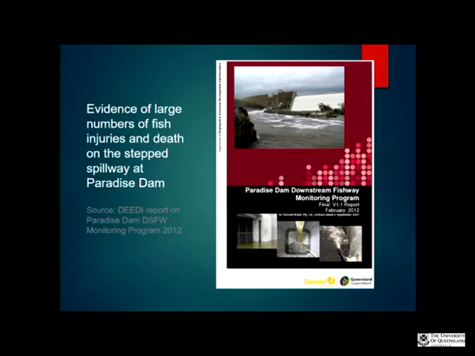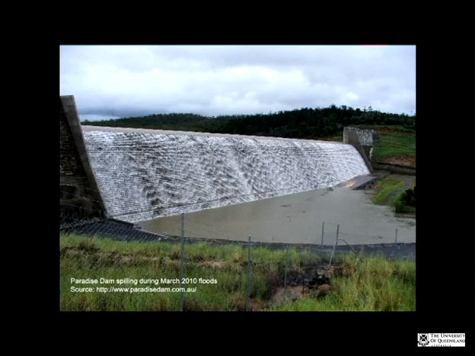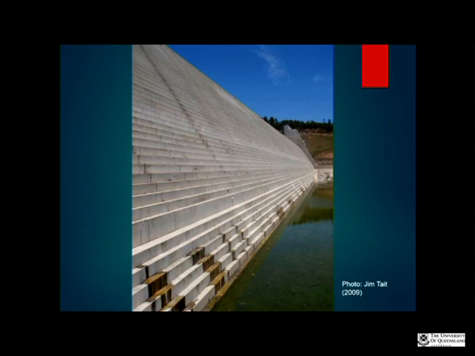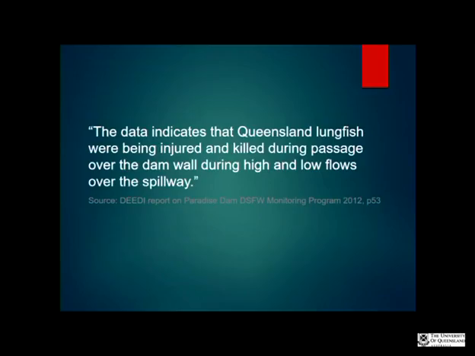And there was a report. There was an investigation into this. This is in February 2012. This report was released. So this was a government department report looking at the large number of fish that were injured and died as a result of falling onto that as the water cascaded out of the dam. It says the data indicates that the Queensland lungfish were being injured and killed during their passage over the dam wall during the high and the low flows over the spillway.